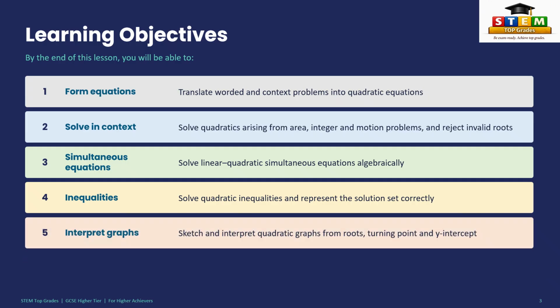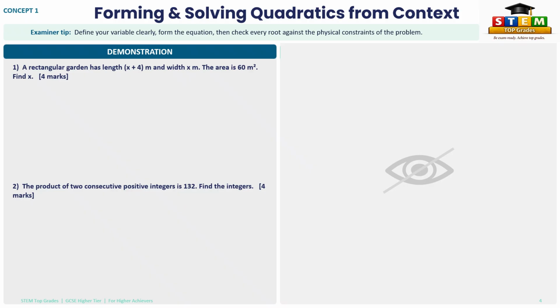And finally, we're also going to interpret graphs. That means sketch and interpret quadratic graphs from roots, turning point, and y-intercept. Forming and solving quadratics from context. Here's an examiner tip for you. First, you have to define your variable clearly. Form the equation, and then check every root against the physical constraints of the problem.